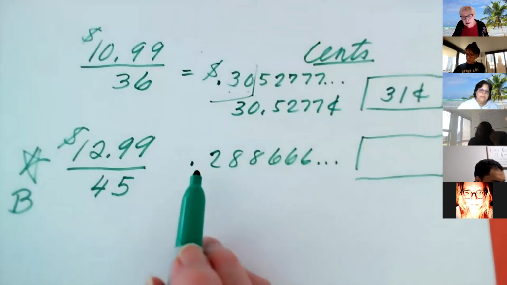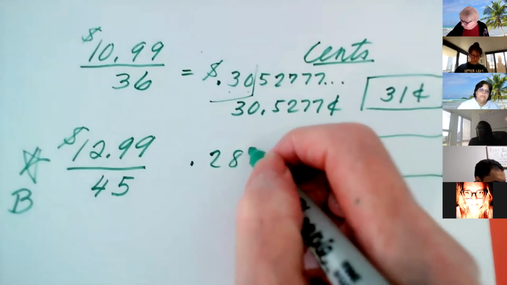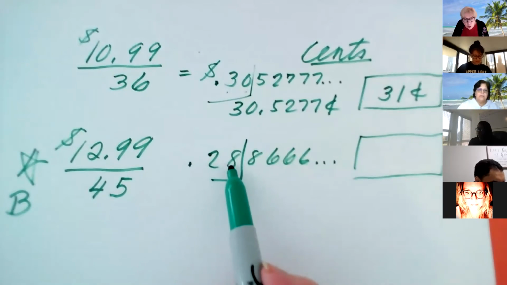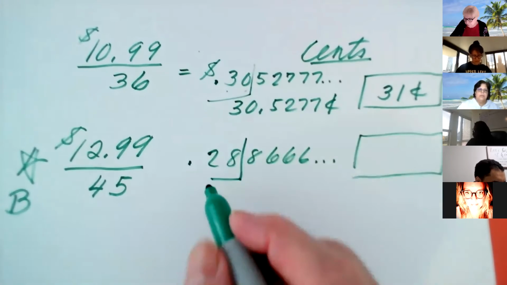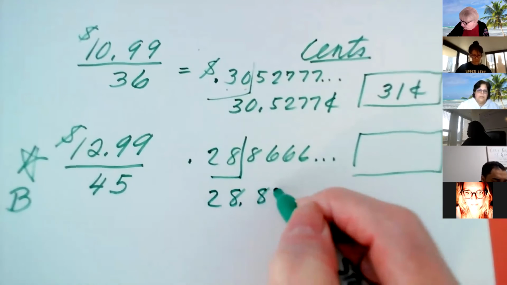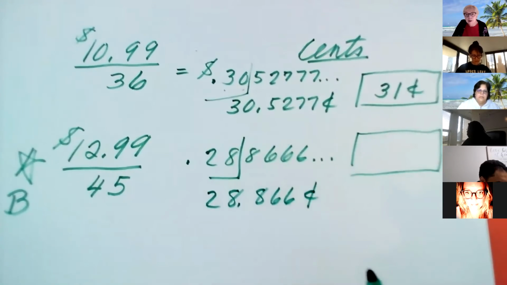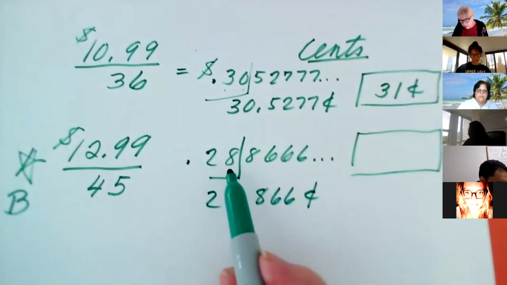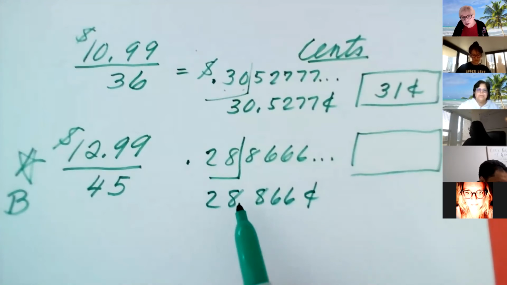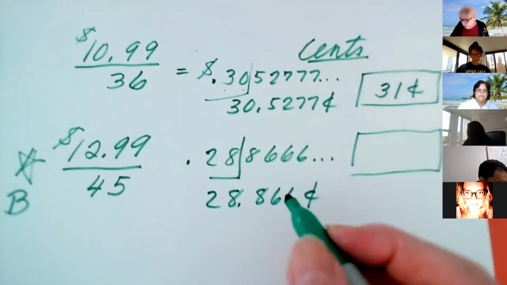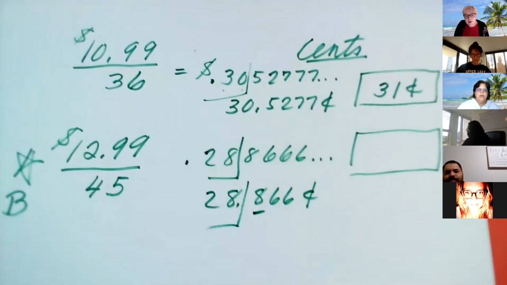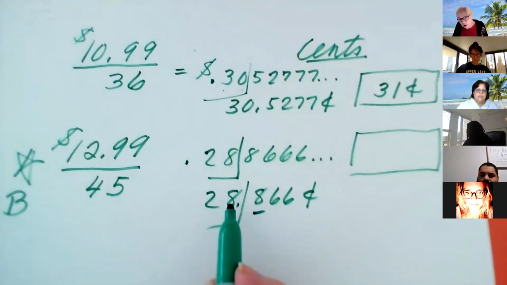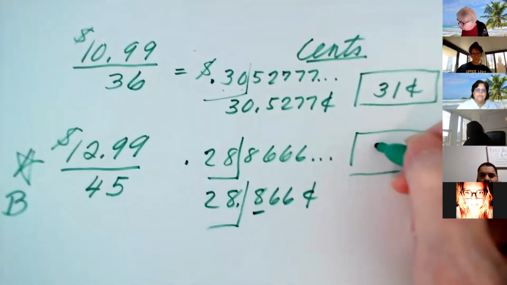Now let's do this one. This is 0.28. When you do cents, this would be 28 cents, but there's more to it. 28.866, whatever, in cents. Clearly, this should record as 28 cents, 0.28. And so it's 28 there. The question is, if you have to round it to the nearest cent, the 8 is going to make this go to 29.